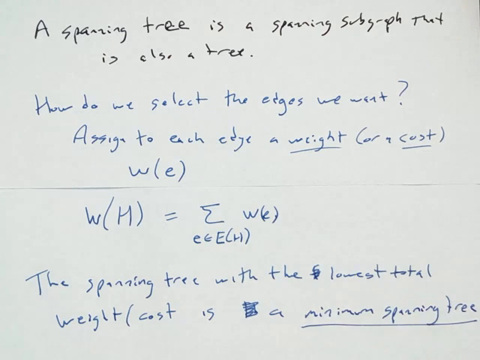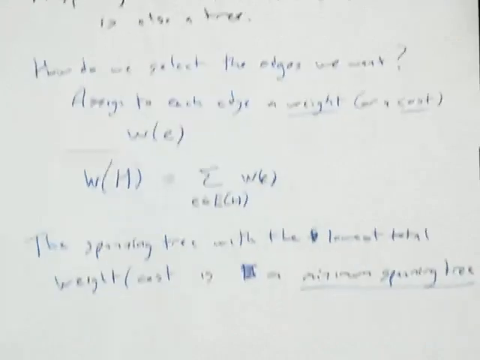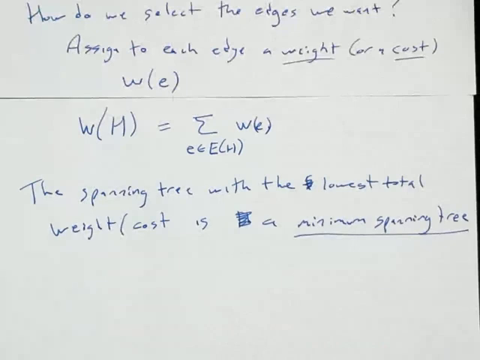First question for you. Why must the graph with the lowest, the subgraph with the lowest cost be a tree?